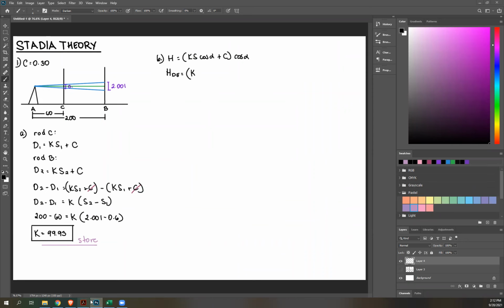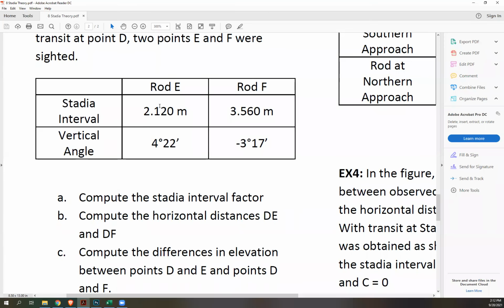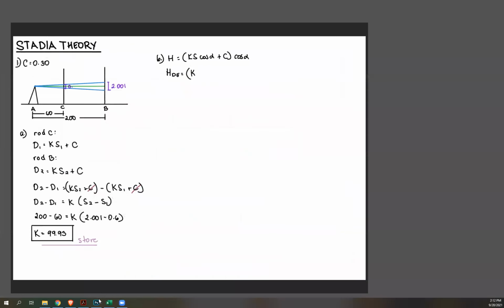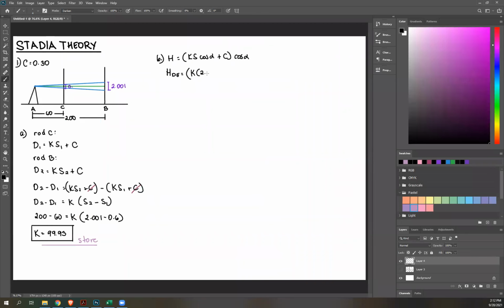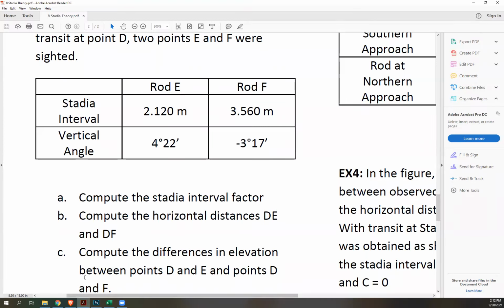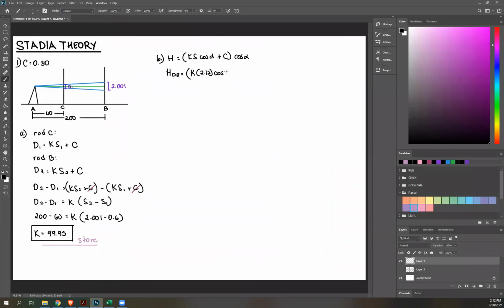S for E, I think that's given. Stadia interval for E, that's 2.12. So just sub in that. Cosine alpha, let's see. So that alpha is the vertical angle. So that's given, 4 degrees, 22 minutes. Plus C, given. And then times cosine alpha. Okay. Please solve. What's the answer?